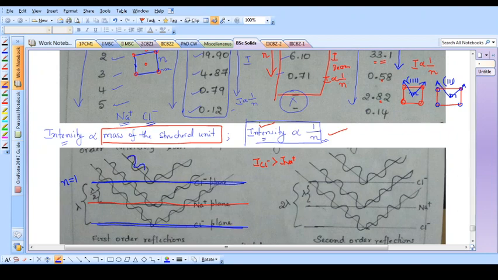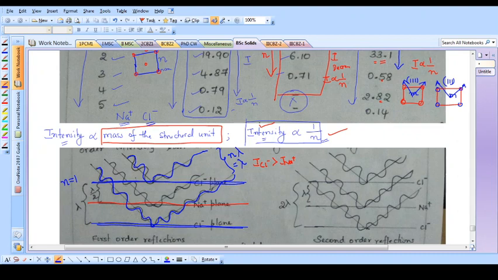So you have X-rays falling and getting reflected from the first chloride plane. Similarly, you have X-rays falling on the second chloride plane and getting reflected. To observe first order reflection, what should happen? The X-rays reflected from these two chloride planes should undergo constructive interference. And to observe constructive interference, the condition is that the path difference between these two beams should be equal to n lambda. Since we are considering first order reflection, n is equal to 1, so the path difference should be equal to lambda.